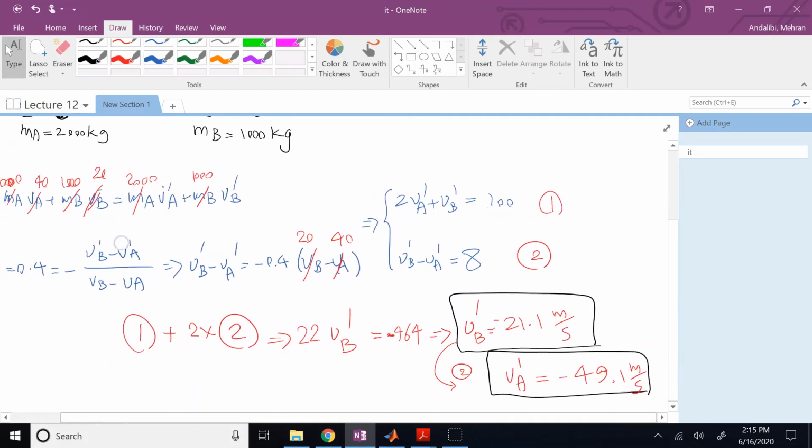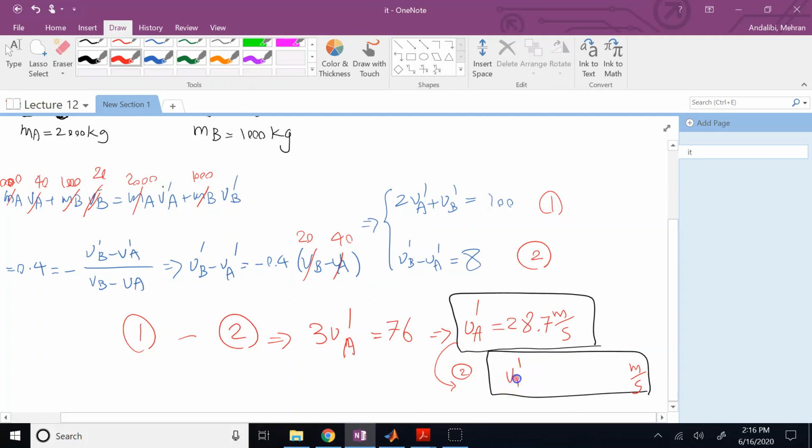And again, what we need to do is to subtract 1 from 2 to get rid of VB prime, and then we're going to get VA prime times 3, right? That's 24, so you're going to get 76. So VA prime is going to be 76 divided by 3, which is 28.7.